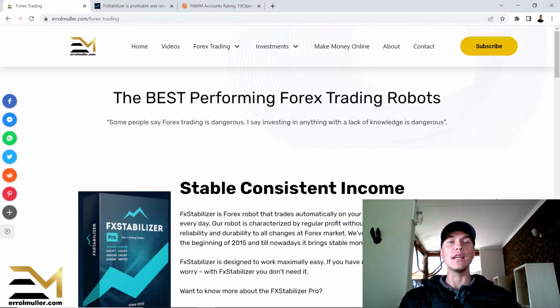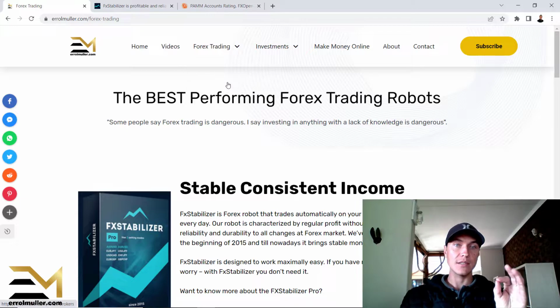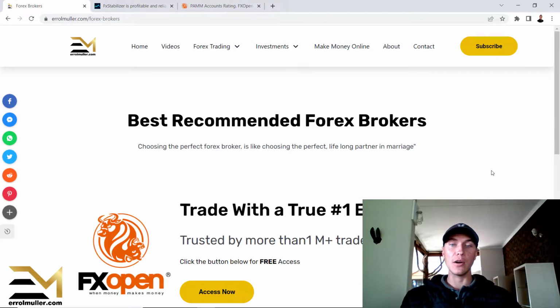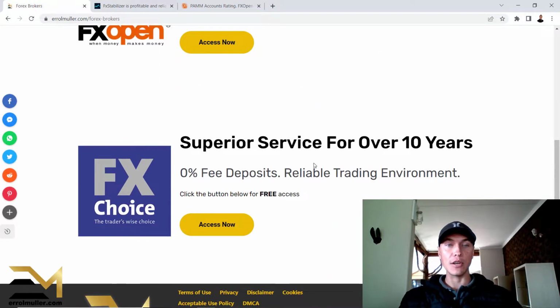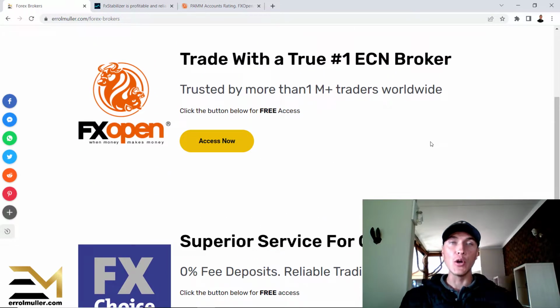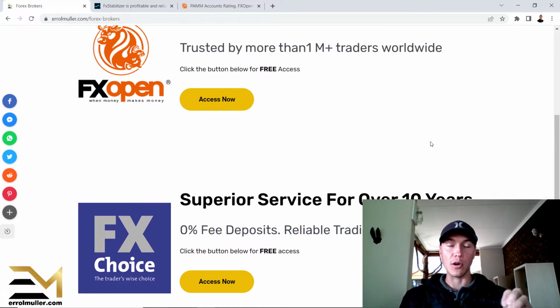Then secondly, what you need is a good Forex broker. Now I'm going to share 2 brokers with you, and I am part of both Forex brokers. So you go to Forex trading, Forex brokers. I'm going to take you over to FX Open. We're going to head over to that broker now. And then a second Forex broker is FX Choice. Now you need to have a good, reliable, trustworthy Forex broker, and that's why I shared both these Forex brokers with you.